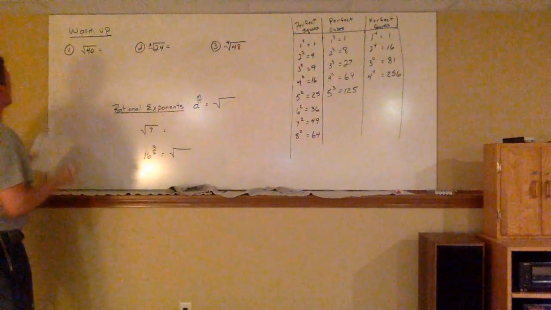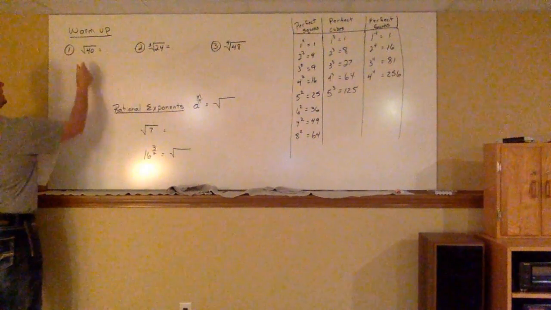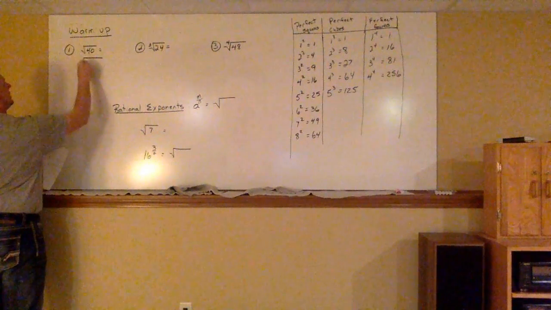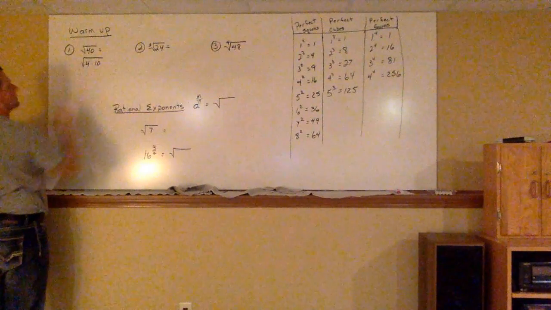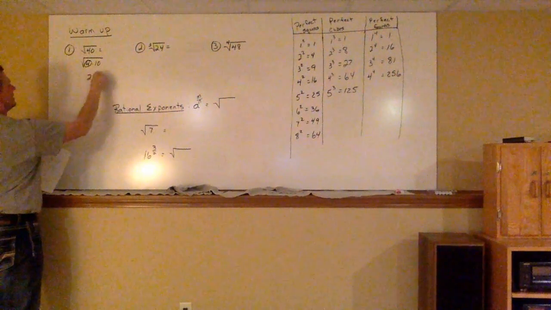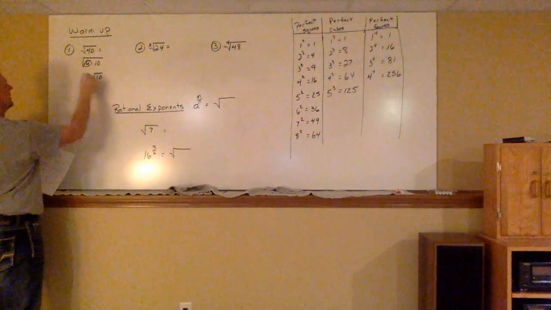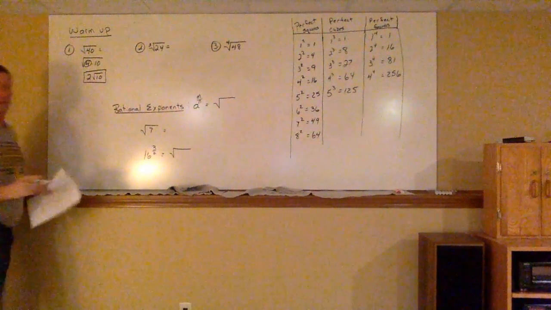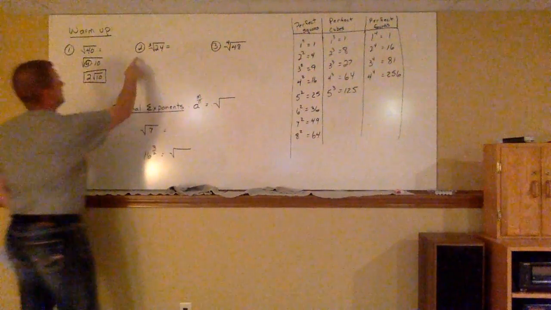Okay, so number one, you've got the square root of 40. See that as the square root of 4 times 10 because 4 is a perfect square. That 4 comes out. The square root of 4 is 2, times the square root of 10. There are no perfect squares in 10, so we stop at 2 square root of 10.